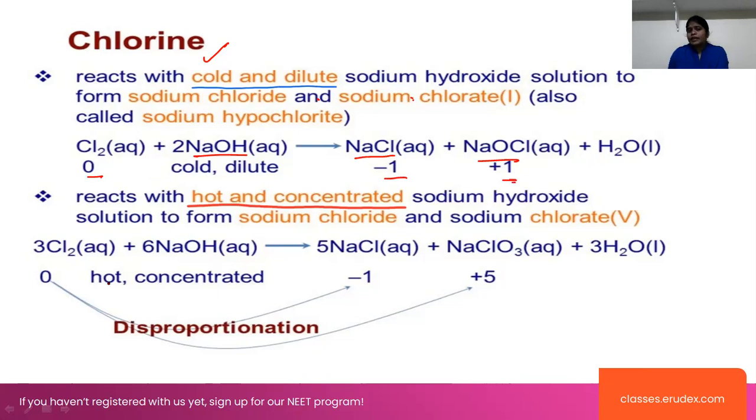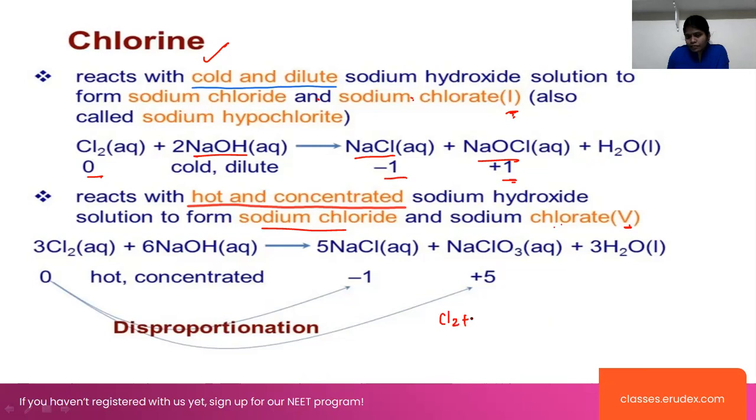Whenever chlorine reacts with hot and concentrated sodium hydroxide solution, it forms sodium chloride and sodium chlorate. Sodium chlorate is in the plus 5 oxidation state, and here it is the plus 1 oxidation state. So this is the disproportionation reaction. 0 to minus 1, 0 to plus 5 is the disproportionation. Here also, hot and concentrated.